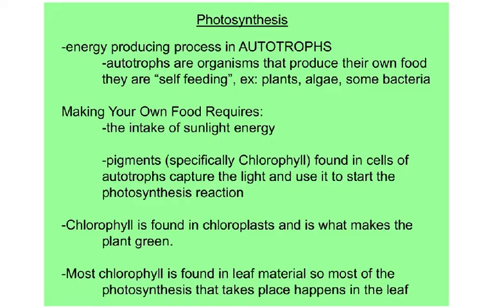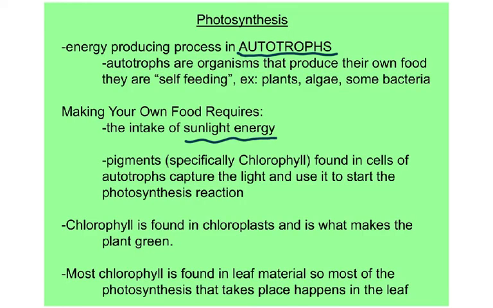Photosynthesis is an energy producing process in autotrophs. Autotrophs are plants which can make their own food. Autotrophs are organisms that produce their own food. They are self-feeding. Examples are plants, algae, and some bacteria which are photosynthetic. Making your own food requires the intake of sunlight energy.